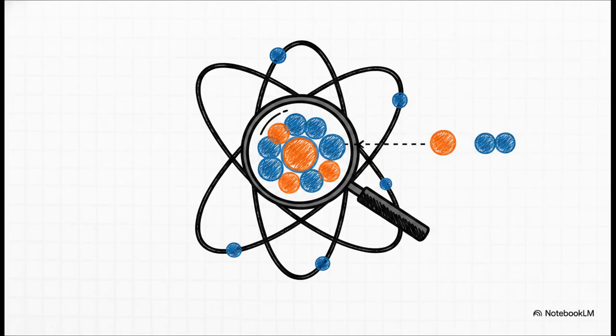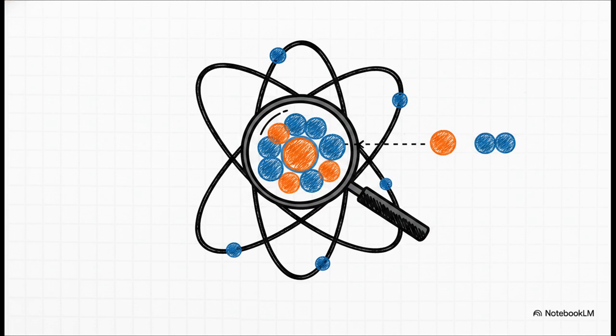Before we can even begin to understand nuclear power, we have to get a grip on the incredibly tiny stage where all of this action actually happens. Every single atom is made up of 3 fundamental particles. Deep down in the center, the nucleus, you've got positively charged protons and neutral neutrons. And then, orbiting around that nucleus, you have negatively charged electrons.